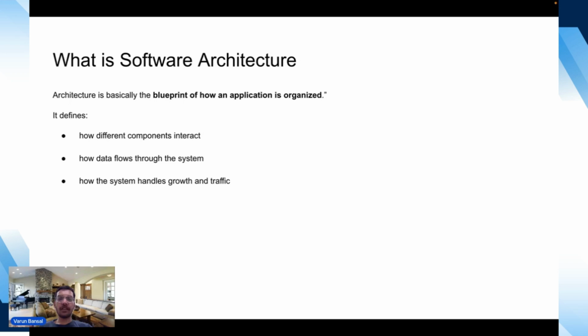How does the system handle growth and traffic? This is the ultimate goal, that one day we need to be ready. We cannot be the ones scrambling to think about how to handle the growth and traffic at the last moment. Today if you see, there are some real world use cases. For example, let's say Flipkart. Right now the traffic can be very low on that website, but if they are going for a sale, let's say a Big Billion Days kind of sale, the traffic is going to be multifold.